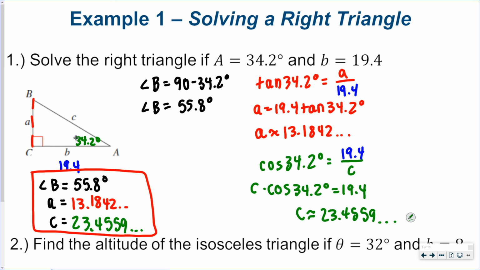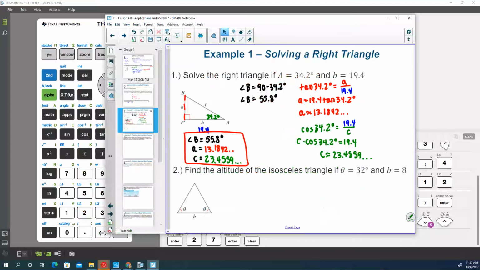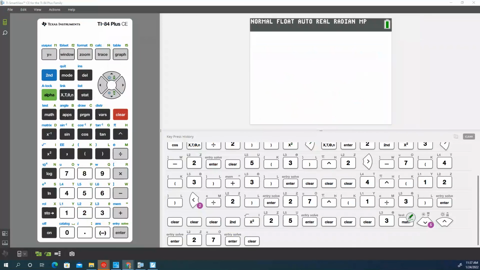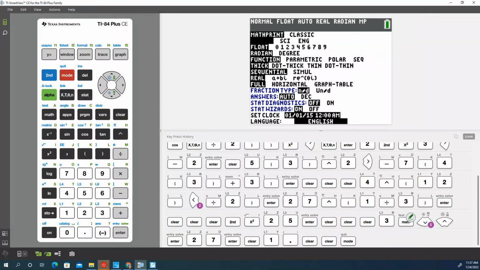If you do use a previous answer, use the exact number in your calculator. Okay, so let's say you did use that 19.4. Ooh, I don't know if I'm in degree mode. Nope, that wasn't bad. Can you go to the bathroom real quick? Yes. Have fun, don't get lost.